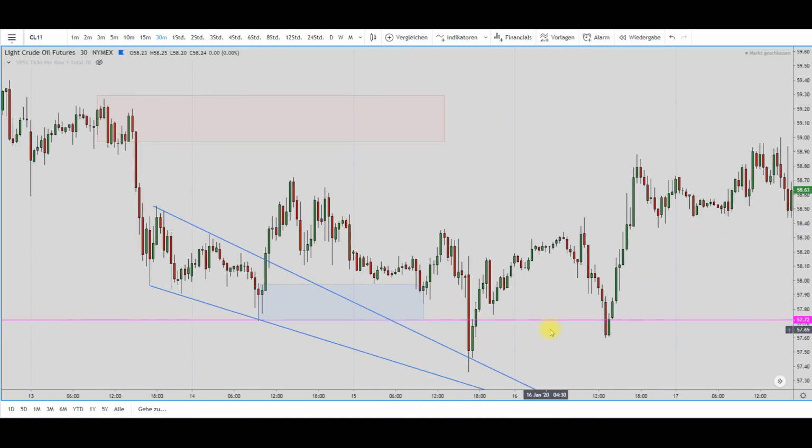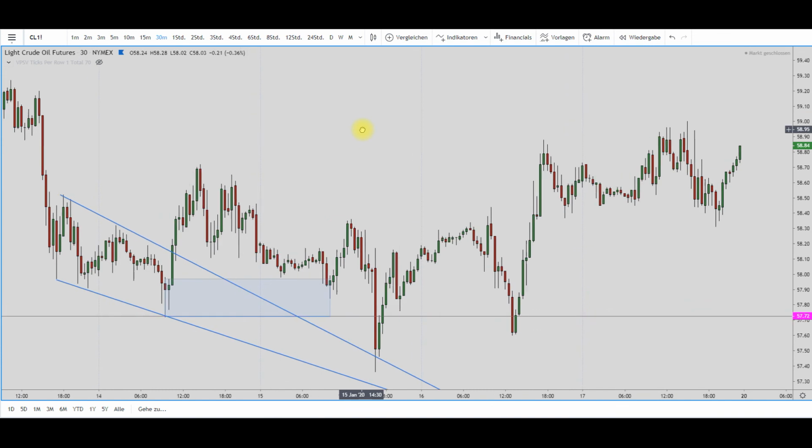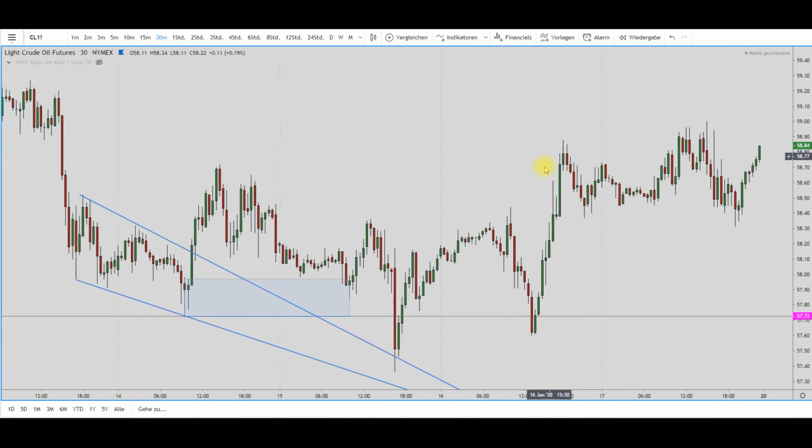Well, my expectation then eventually played out. We just had to shake out everybody before we went up. Shit happens, as they say, right? So no big deal. Well, anyway, I hope you start to like this kind of trading. You understand the principles of supply and demand.